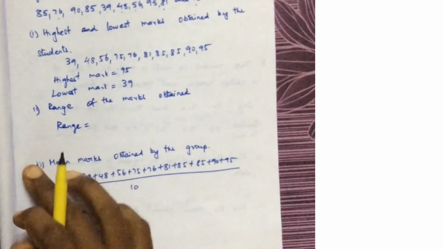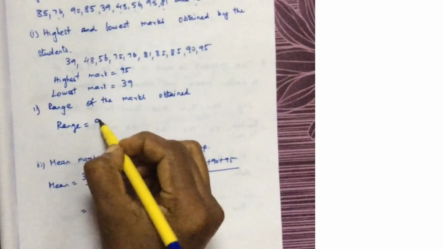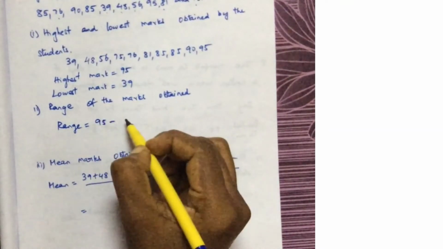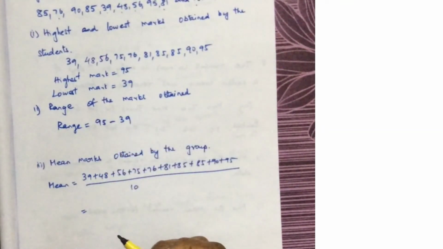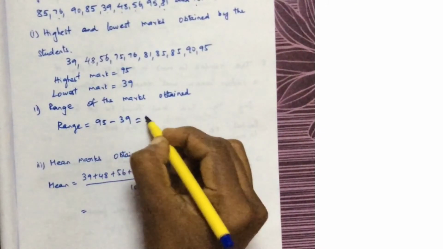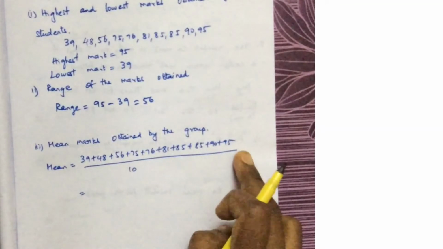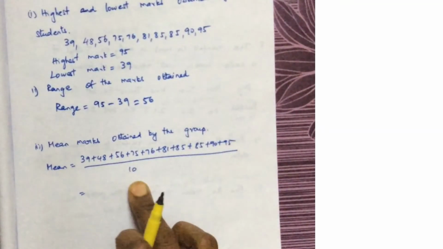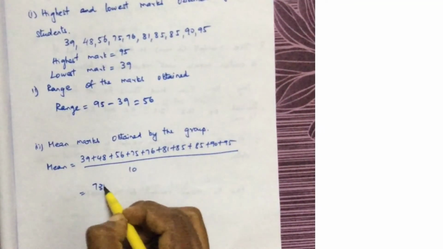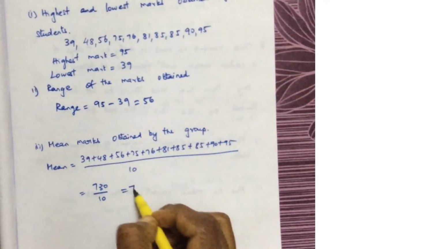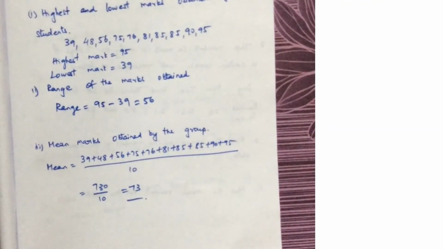Okay. The range of marks is highest minus lowest, which is 95 minus 39, that is equal to 56. Next you have to find the mean. You have to add all the 10 entries, 10 marks, divided by 10, that is equal to 730 divided by 10, that is 73.